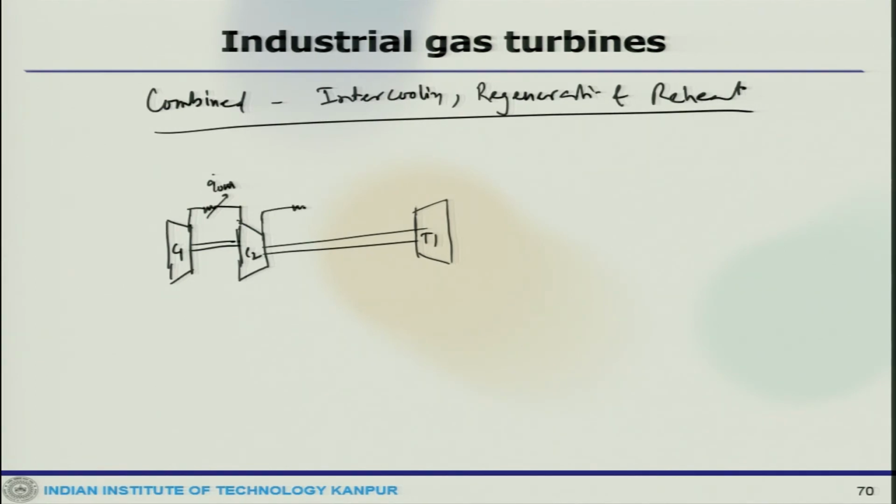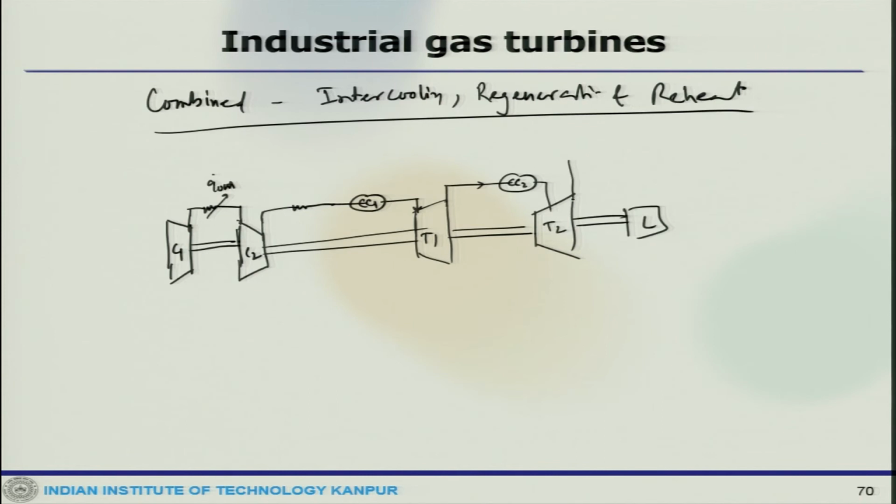Now, this guy comes out, goes to CC1, comes here, and then this guy goes out, CC2 comes to second turbine, which is connected to load, and this one goes out and has an intercooler here. So, this is Q dot in. So, you can just mark the area.